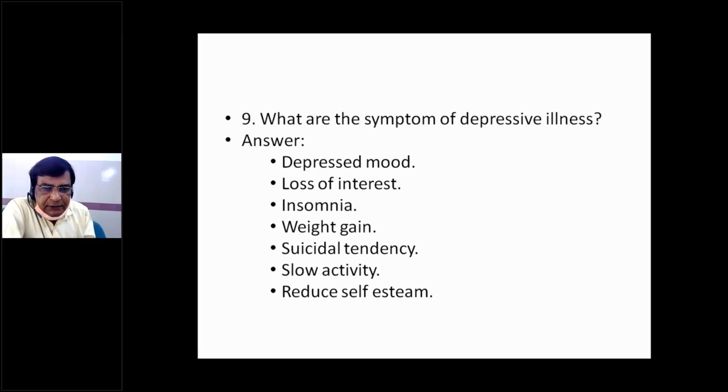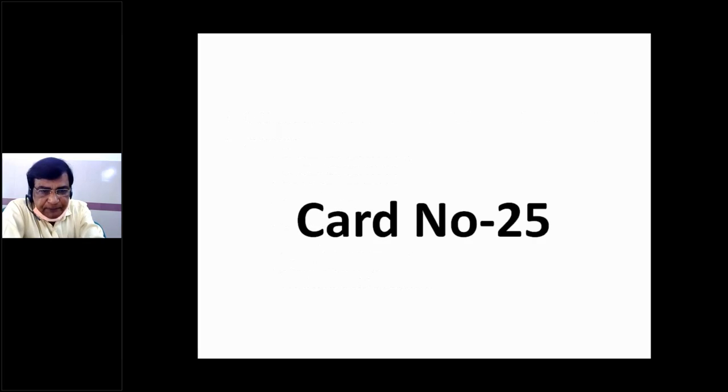What are the symptoms of depressive illness? Depressive illness is characterized by depressed mood most of the time of the day, loss of interest in work, insomnia, weight gain, suicidal tendency, slowness of activity, and reduced self-esteem. So these are the features of depressive illness.